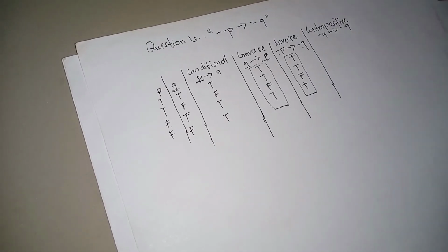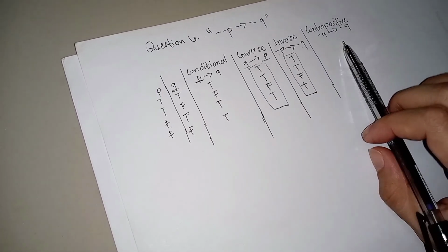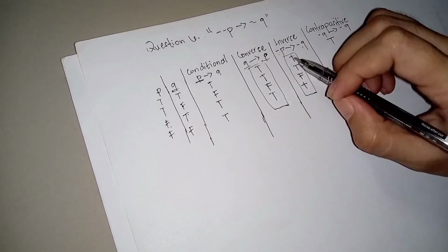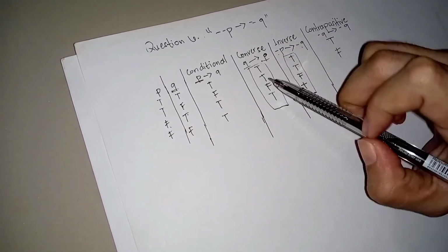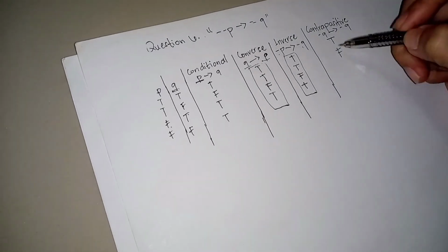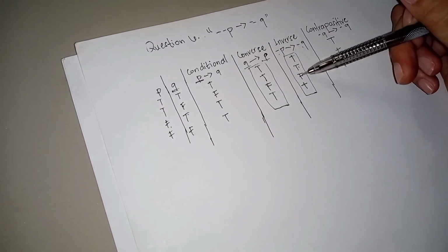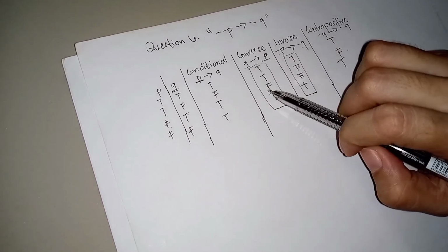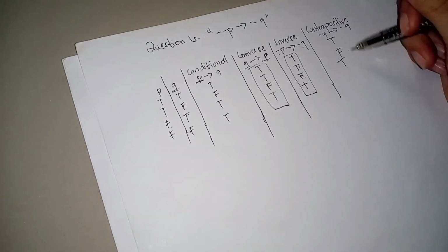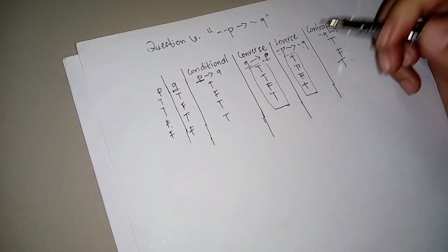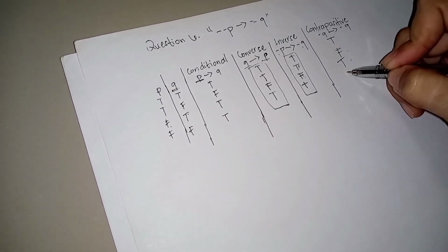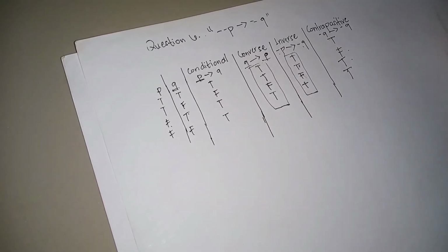As for the contrapositive, we look here to get the result. TT, F, and true. So the two are opposites. Here, true gives a false result, and when false, the result here is true. And here, true, true gives true. So that's all. Thank you.